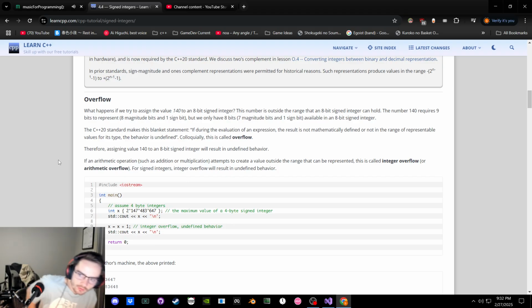So we would need one more bit to get past 127, because that's how high we can count with an 8-bit int, a 1-byte int.